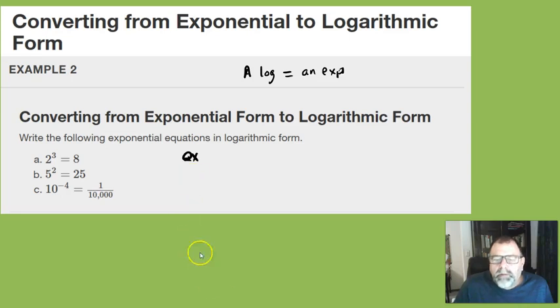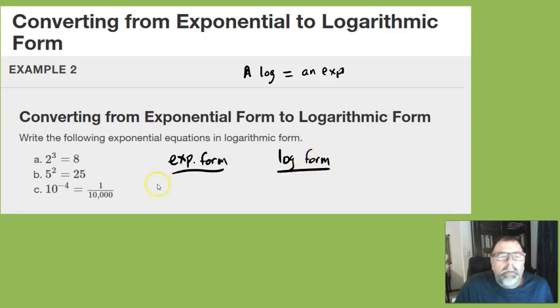Let me try that again. Exponential form to log form. Okay, so remember our base, the one we start out with. So y equals log base b of x. So remember we start with the base. b to what power? So b to the y is equal to x.